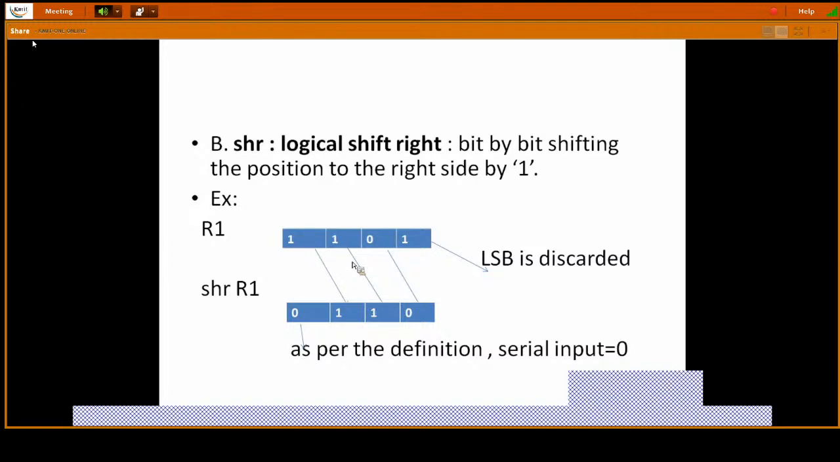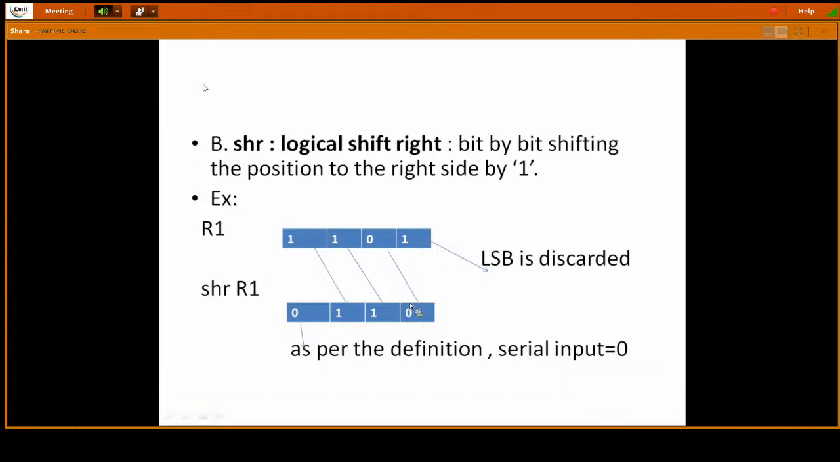The bits will come here, this will come here, and this 0 will come to the LSB position. When you are moving to the right side, you will discard the LSB position. Why? Because the LSB position is filled with the 0th bit value. The LSB position is filled with the value 0 which is present in the first position. Again here, nothing is there in the MSB position. This MSB position is empty when you perform a right shift operation.